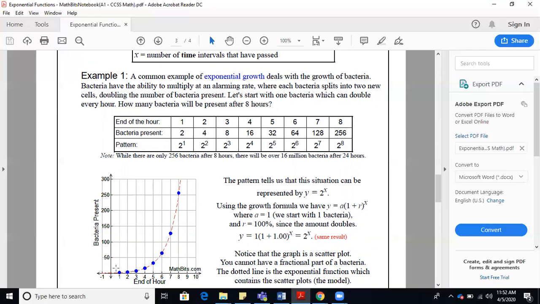And so what's going to happen is you're going to start off with 1, and then you go to 2. I mean, after 1 hour, you'll be at 2. At 2 hours, you'll be at 4. And you're going to go up until it just exponentially grows.